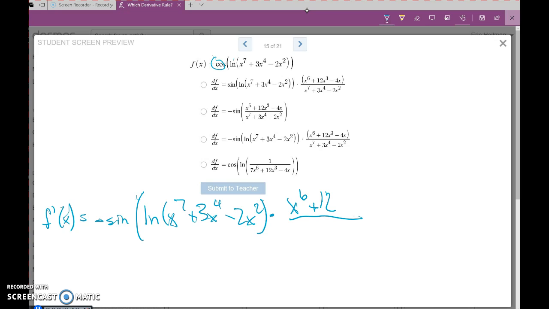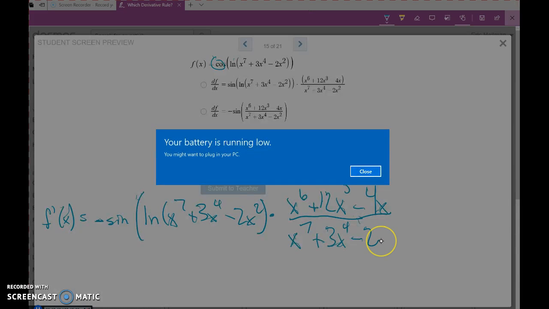Sorry, 12x cubed minus 4x. All over what was originally in the function, x to the 7th plus 3x to the 4th minus 2x squared.